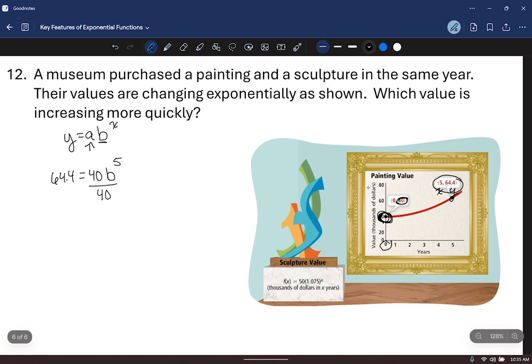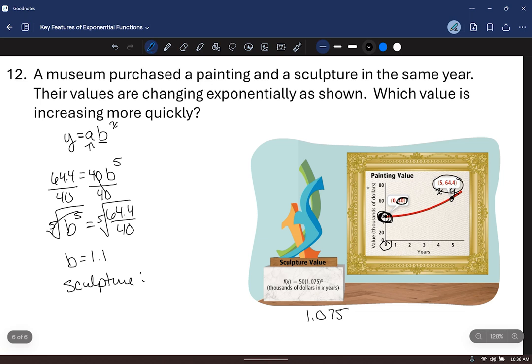So I divide by 40. That gives me b to the 5th is equal to 64.4 divided by 40. And then I can get rid of this 5th power by doing a 5th root. And when I do that, I'm just going to round this. You get 1.1. So let's talk sculpture first. So for the sculpture, my number here is 1.075. So I am 0.075 above 1. If I move that 2 places, that would be a 7.5% growth rate.